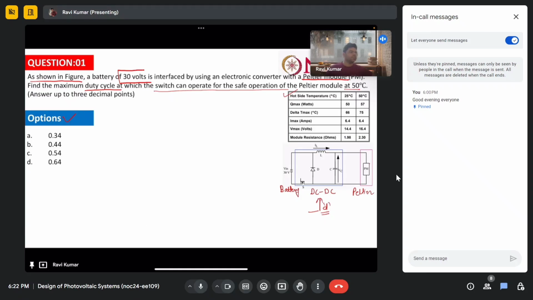How can you get this? Any idea? Solve this if you know. If you don't know, let me know. I will help you.